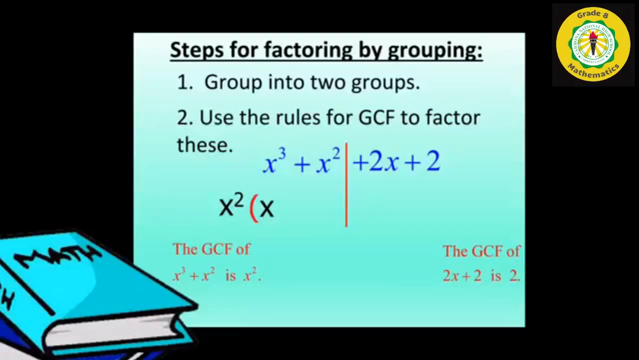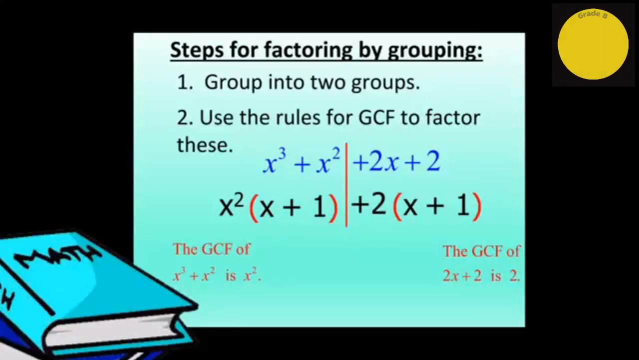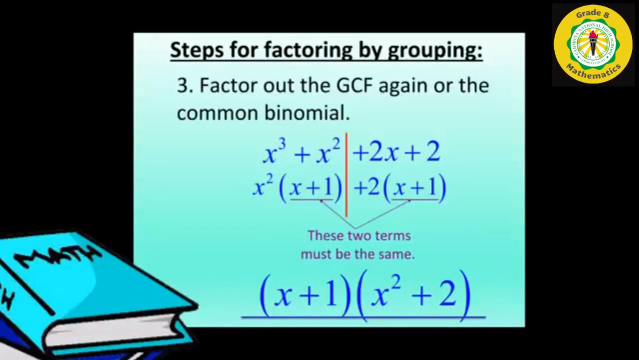Now after finding the GCF, let's divide each term to find the other factor. x cubed divided by x squared is x, and x squared divided by x squared is 1. Now let's proceed to the second group. 2x divided by 2 is x, and 2 divided by 2 is 1. So what have you noticed? Do you see the same number in this set of factors? For our third step, let's factor out the GCF again, or the common binomial. For our answer, let's take the common term, which is x plus 1, and the GCF, which is x squared plus 2. So our factored form is x plus 1 times the quantity of x squared plus 2.